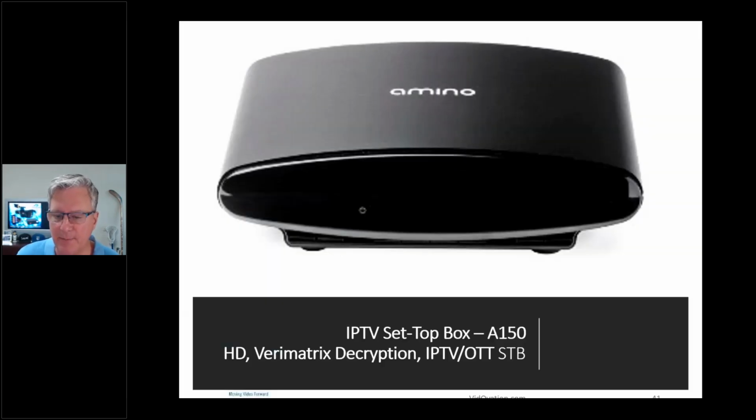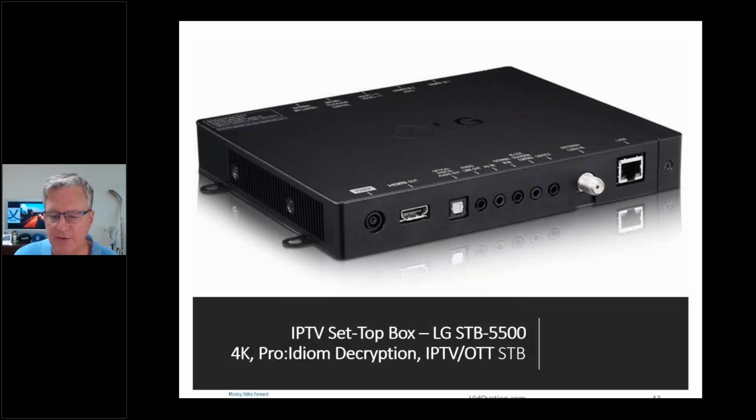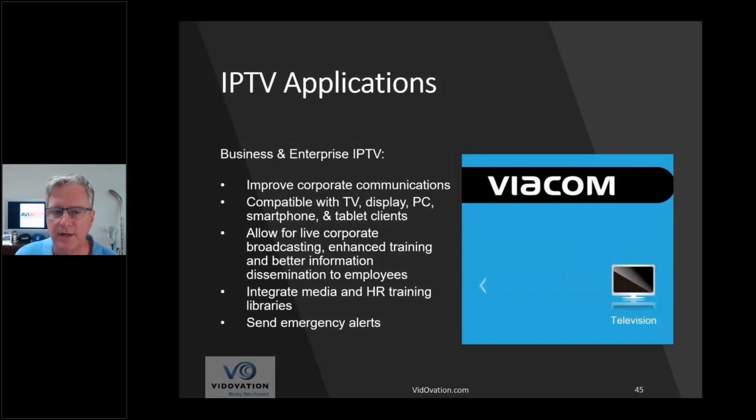Here's what a typical set-top box looks like. This is a set-top box that supports Verimatrix encryption, decryption. Here's a rear view: HDMI, LAN connection, a couple of USB ports. We can put the remote infrared eye in one of these USB ports. Here's our Proidium decryption box, a set-top box that supports Proidium decryption, LG box. It's got multiple HDMI outs.